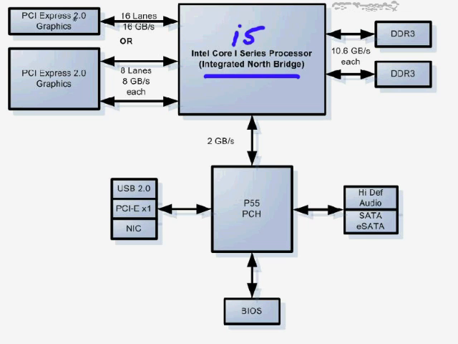And it has a direct interface to PCI Express graphics. You can use a single connection at 16 lanes at up to 16 gigabytes per second. Or you can use two 8-lane connections at 8 gigabytes per second each. So it's a very, very cool way of working with your graphics there.